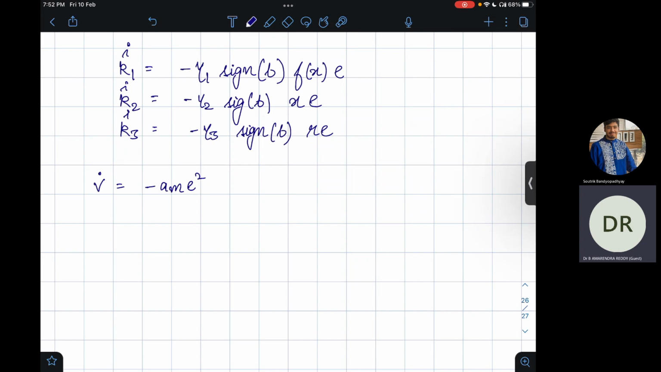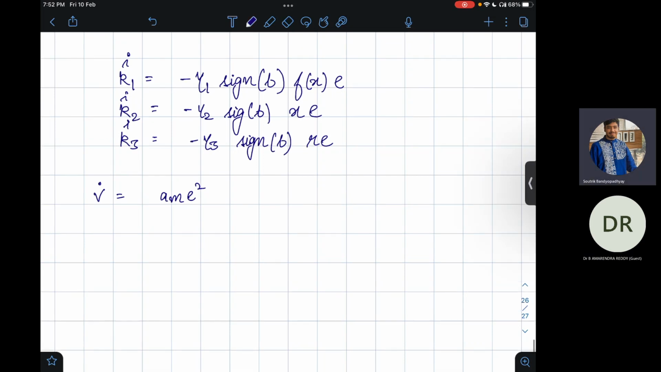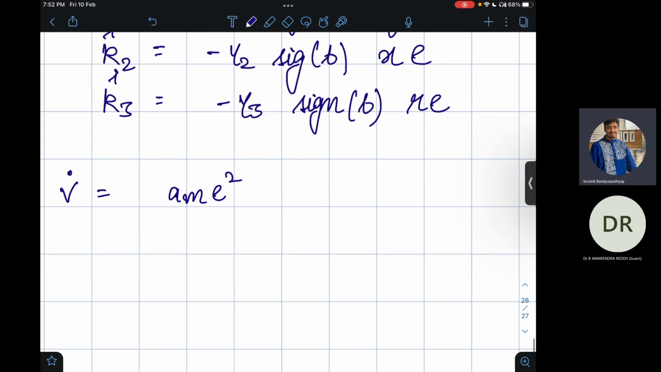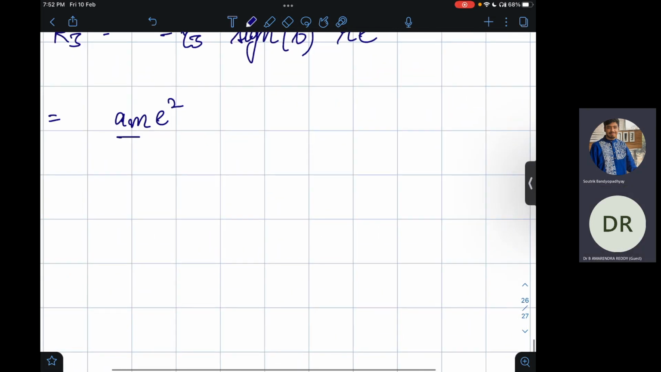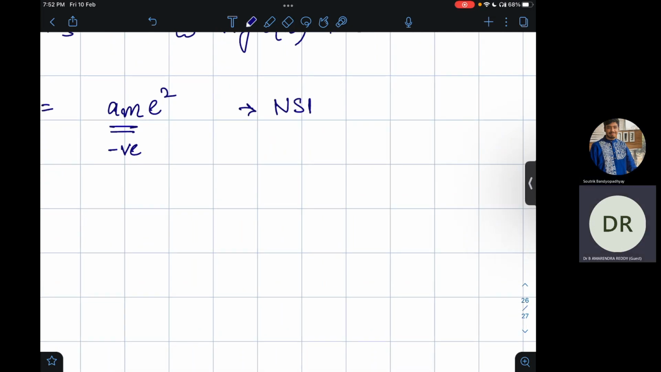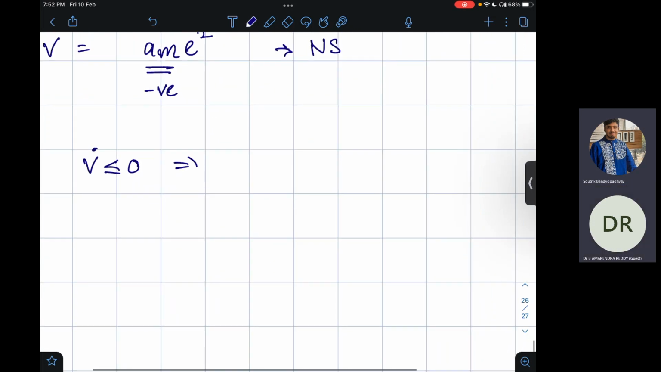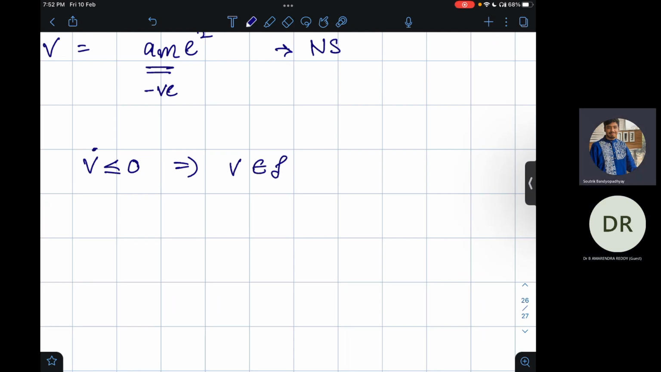Actually, am is generally taken as a negative value. Sorry, force of habit, am into e squared. So this am is negative, as you correctly pointed out. Am is negative, so this is negative semi-definite. So V dot is less than or equal to 0. This implies V is bounded.